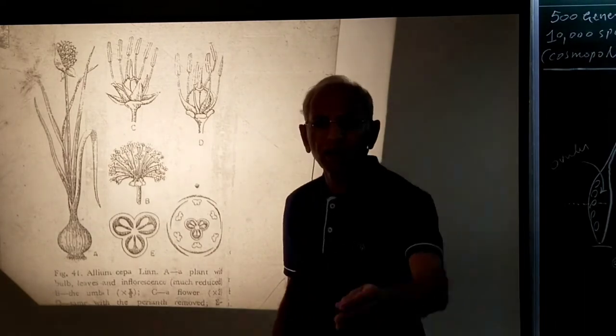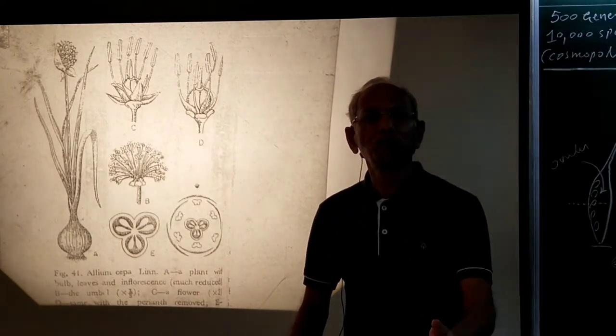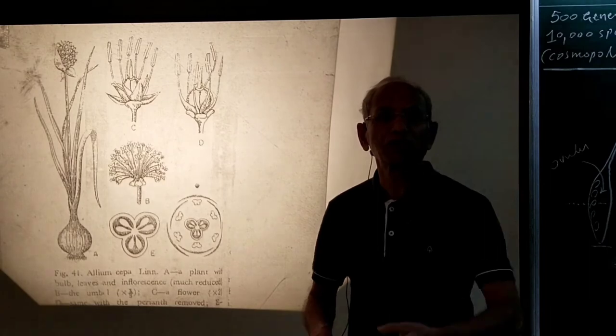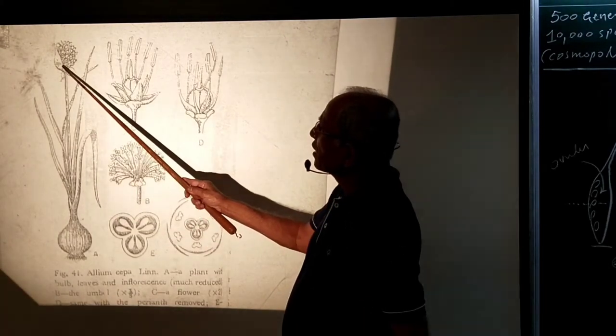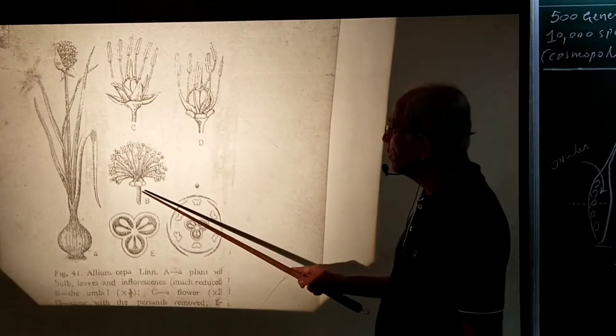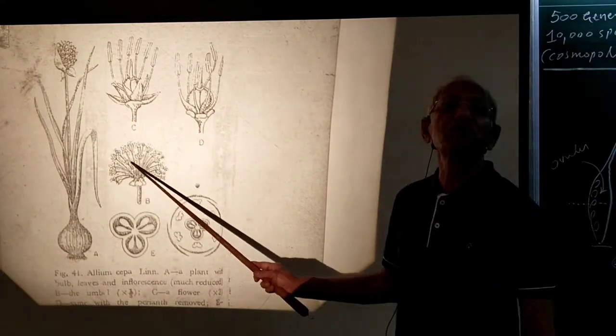Okay, you put this in the soil, and there is a branch that leads to the inflorescence, and the inflorescence is a cluster, an umbel.